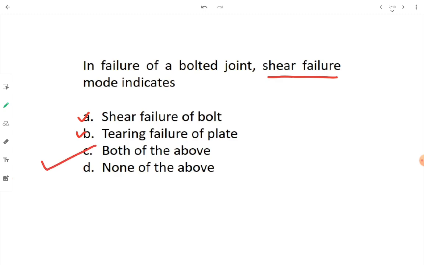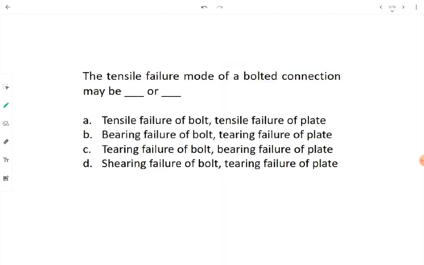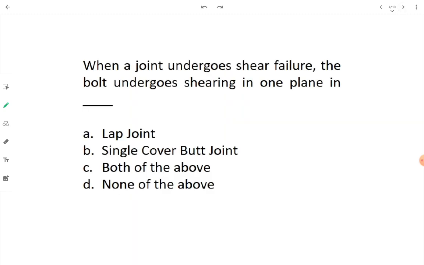Let's go to the next question, which says the tensile failure mode of a bolted connection may be: it can be tensile failure of a bolt or tensile failure of a plate. Either the bolt or the plate can fail in tension mode. That's why option A is the one. All right, let's go to the next question.